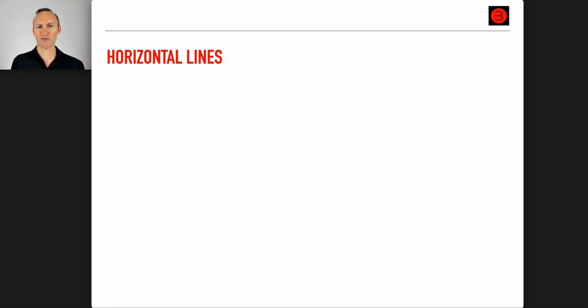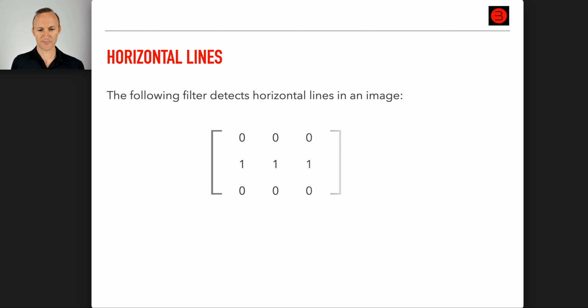Okay, consider horizontal lines. The following filter detects horizontal lines in an image. Okay, can you see why? So if you bring this 3x3 filter over a bunch of numbers, what does it in fact do? You're going to get zeros above and below, the rows above and below, but you're going to be summing horizontal pixels. That's the whole thing. It sums horizontal pixels, so it's actually going to detect horizontal lines.